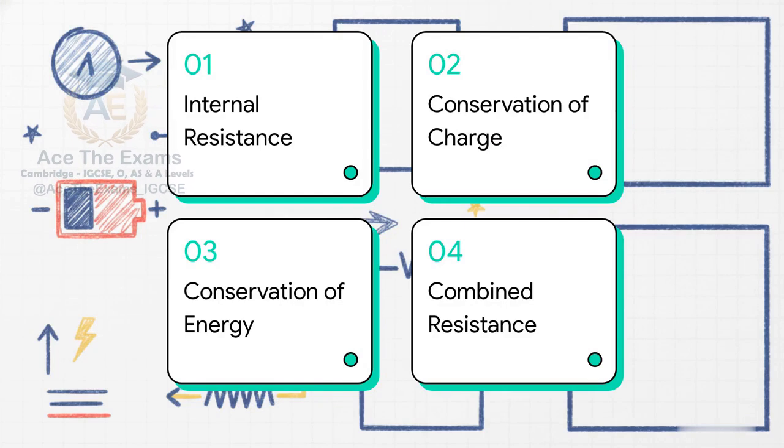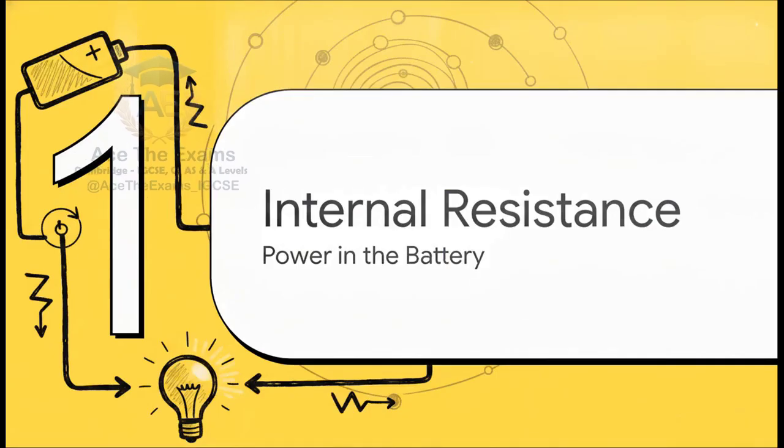All right, here is our agenda for today. We've got 4 main concepts to cover. 1. Power and internal resistance. 2. Conservation of charge. 3. Conservation of energy. And 4. Calculating combined resistance. Let's get to it. Section 1, power and internal resistance.